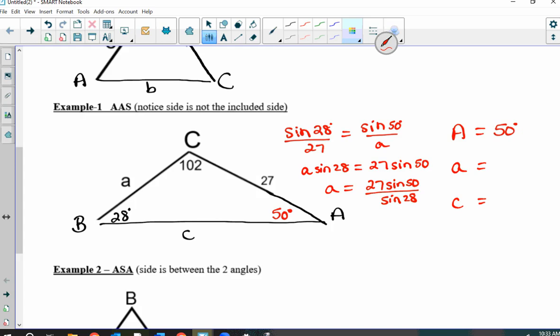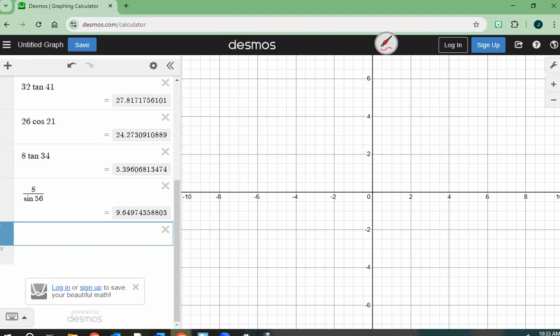So in Desmos, I'm going to type that in. Basically, we have one computer next to us all the time.